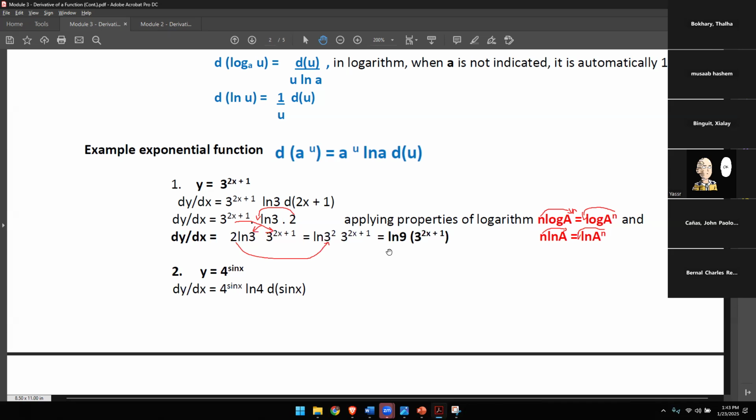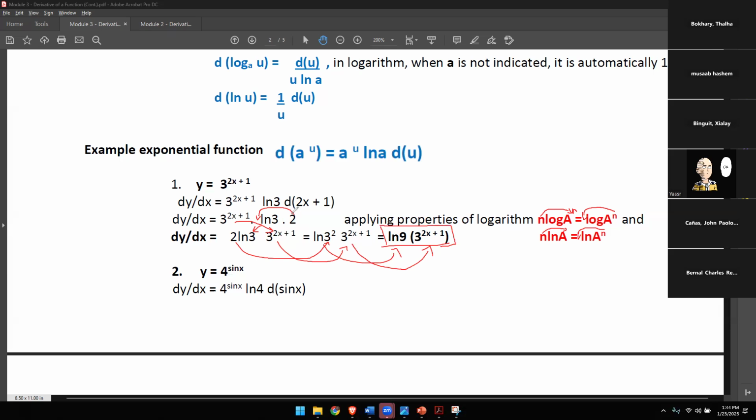All right, so let's go back here. So 2 ln 3 became now ln 3 squared. 3 raised to 2x plus 1 is still the same as it is. In here you can simplify this one by simplifying the 3 squared. So 3 times 3 is 9, ln 9, which is now this one, and then this one is still the same as it is. So this is now your final answer after rearranging it.